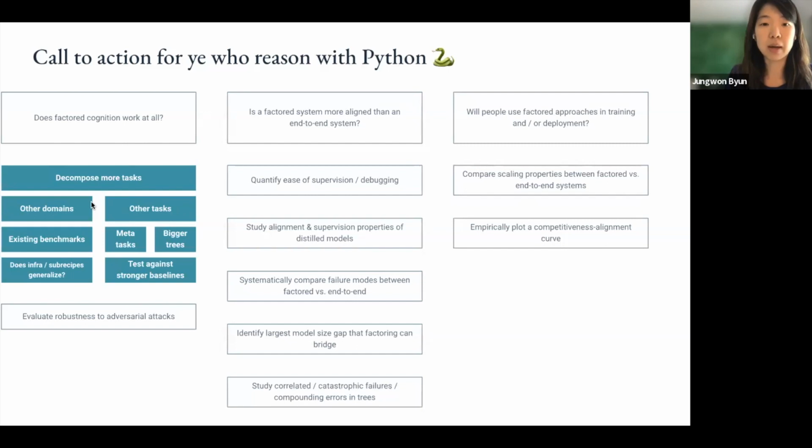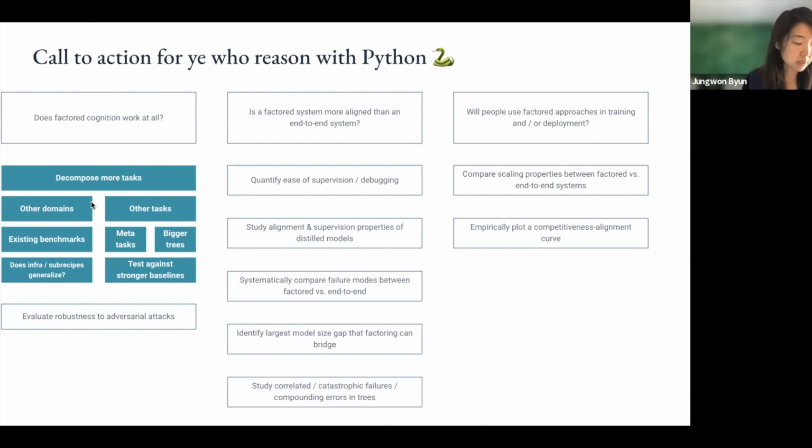I think we want to systematically compare failure modes between factored systems versus end-to-end systems, to understand if there's a set of things that end-to-end models consistently fail at that factored systems resolve, and vice versa.